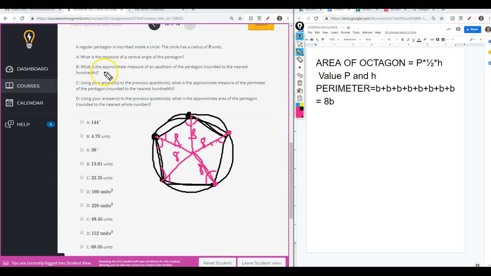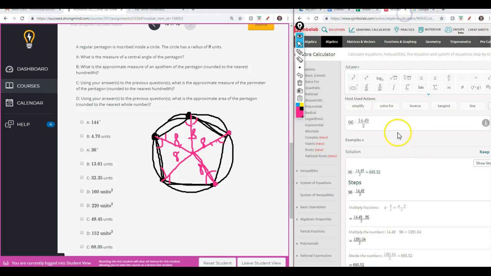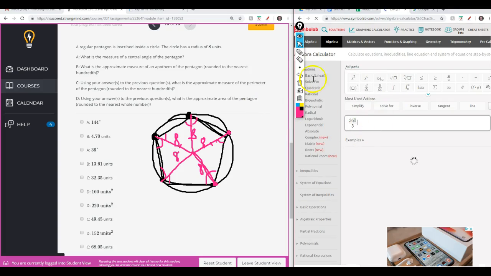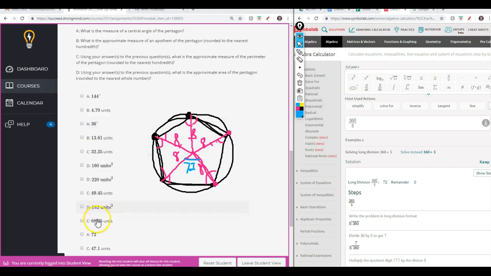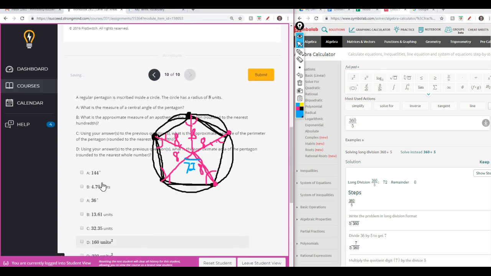So again, very similar to how we found the angles in the triangle from the last one. So now it says, what is the measure of the central angle of a pentagon? Well, in a pentagon, there's 1, 2, 3, 4, 5 angles that are splitting up that central angle. So I'm going to take 360 and divide it by 5, and it gives me this angle of 72 degrees. So this angle right here is 72 degrees. So with that, I'm looking for A of 72 degrees right there.